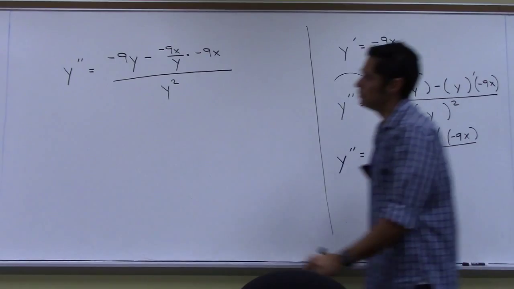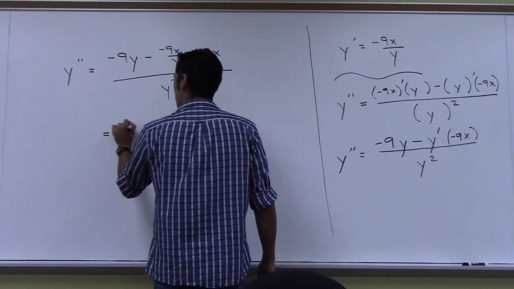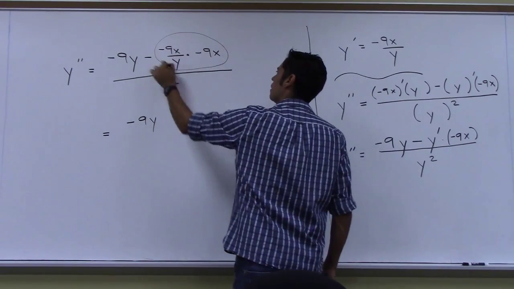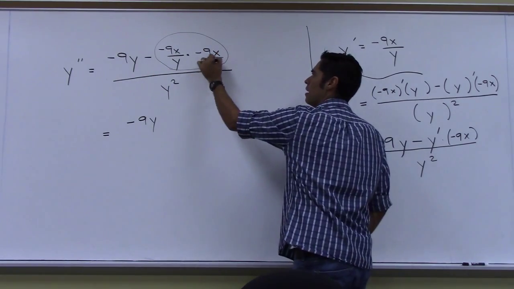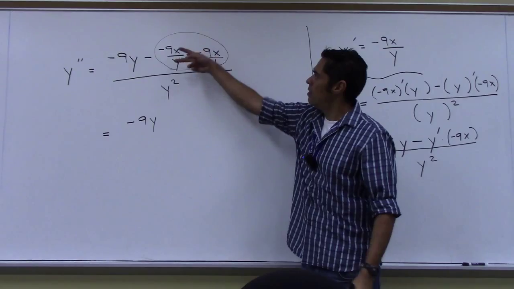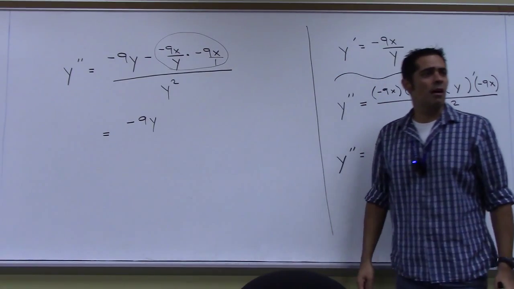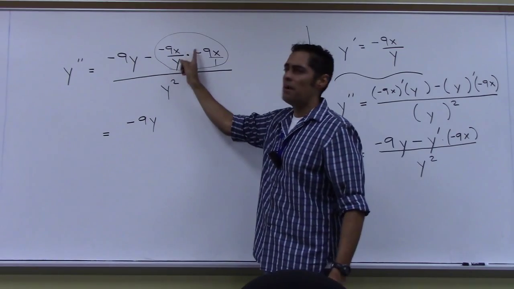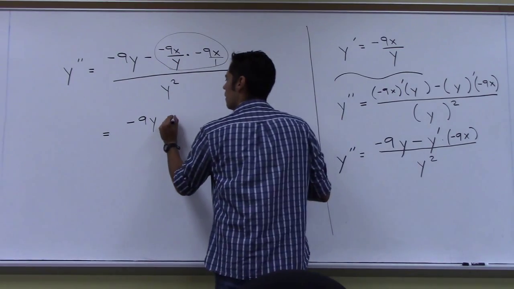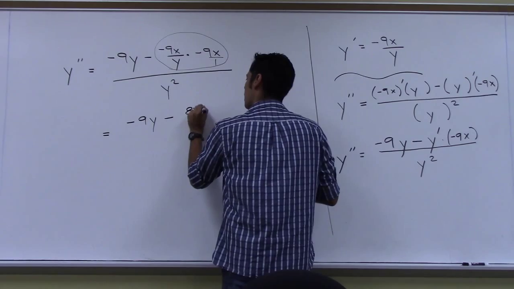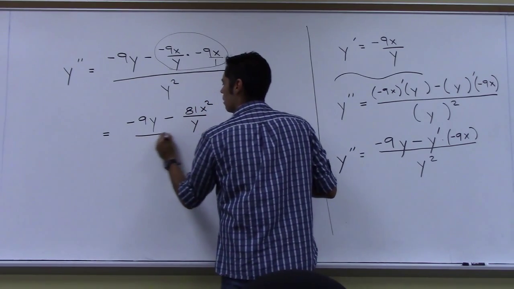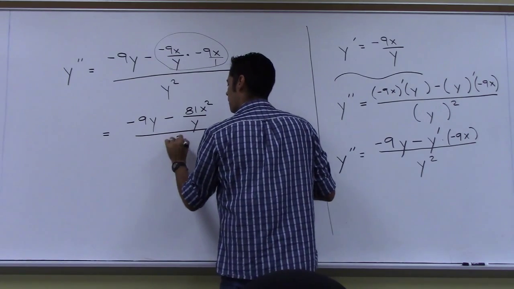So now you can just do a common denominator? We'll do a common denominator here in just a second. I'm going to put these two together. So that's really like a negative 9x over 1, multiply across. So you get what, 81x squared over y? But it's subtracted. Two negatives is a positive. So this should be minus 81x squared over y, all over y squared.